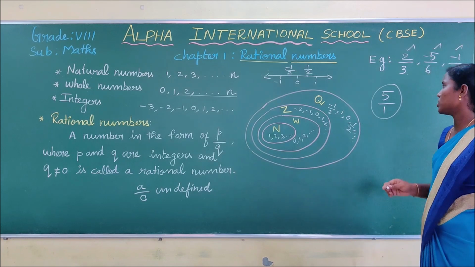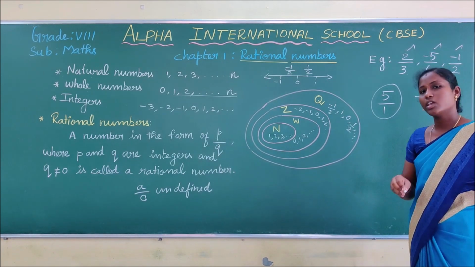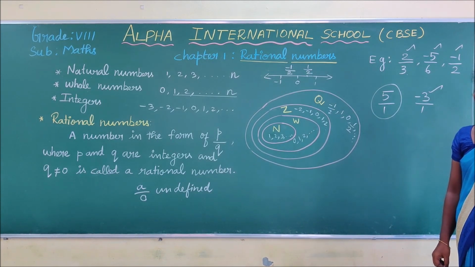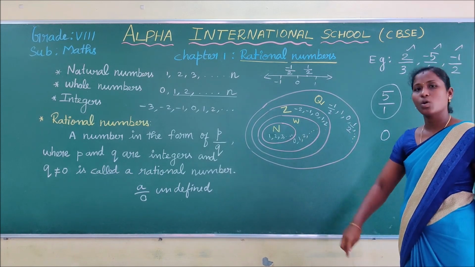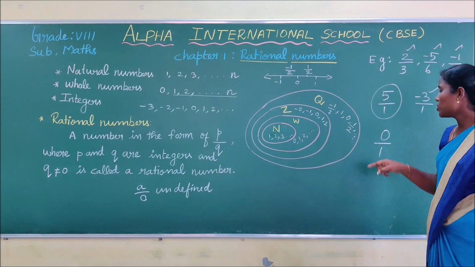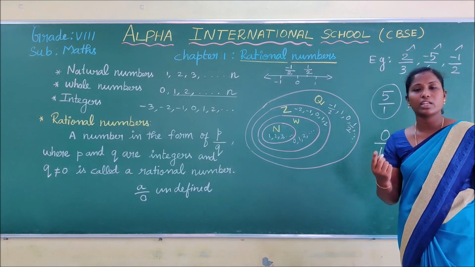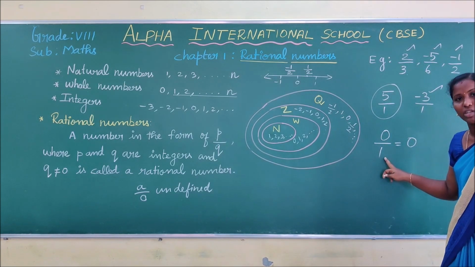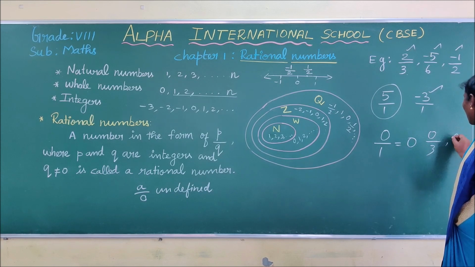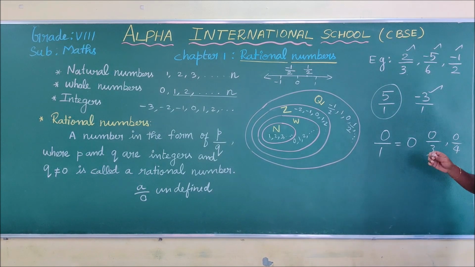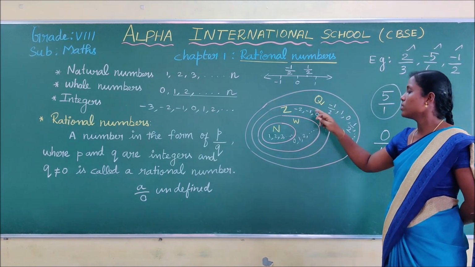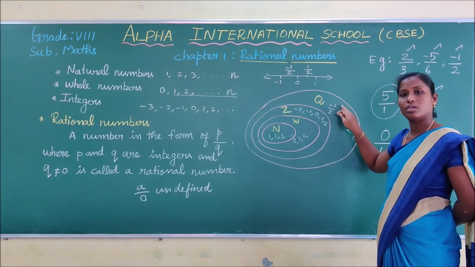And now take any integer. Just take minus 3. Minus 3 is an integer. Here also I am taking a denominator 1. Now the number is in the form of a fraction. So we can say natural numbers, whole numbers, and integers belong to rational numbers.